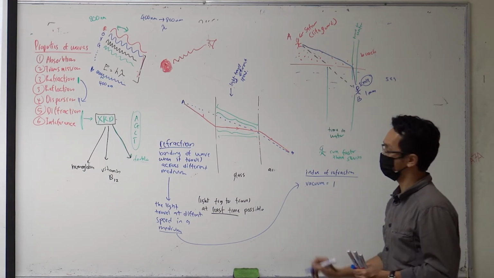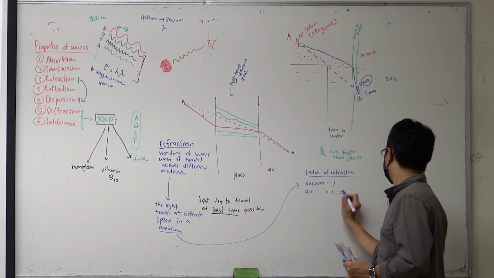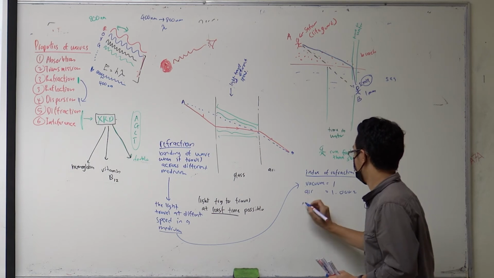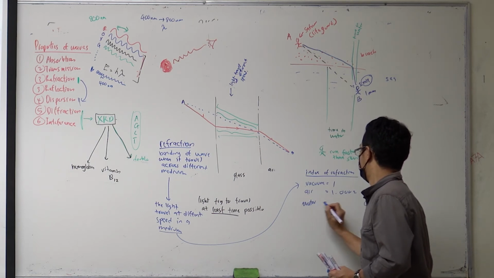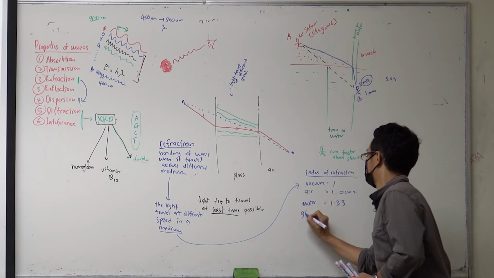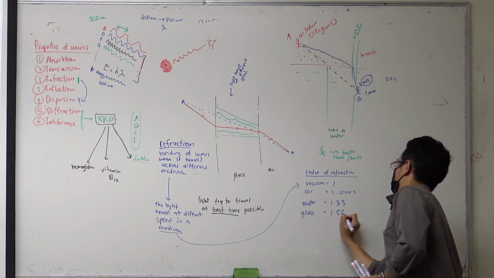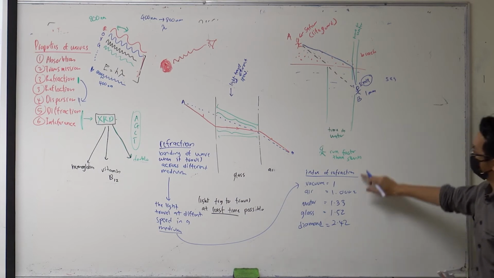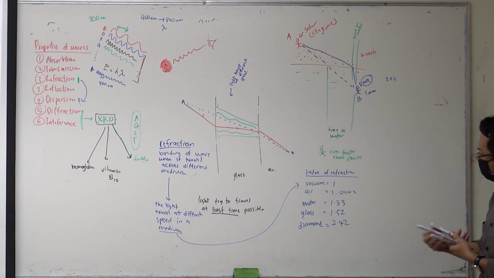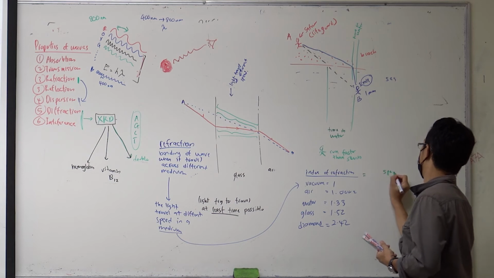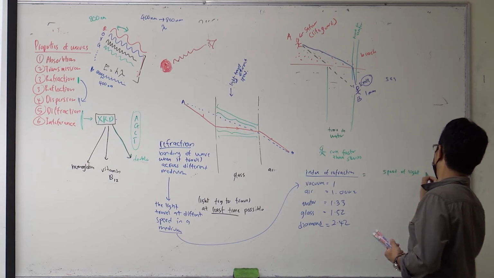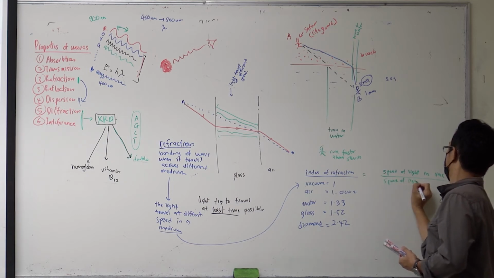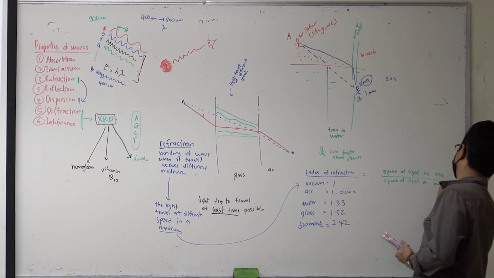is 1. In air it is about 1.000-something, I don't remember exactly. In water it is basically 1.33, in glass 1.52, and in diamond it is basically 2.42. What does it mean? The index of refraction is basically the speed of light in vacuum over the speed of light in the medium.